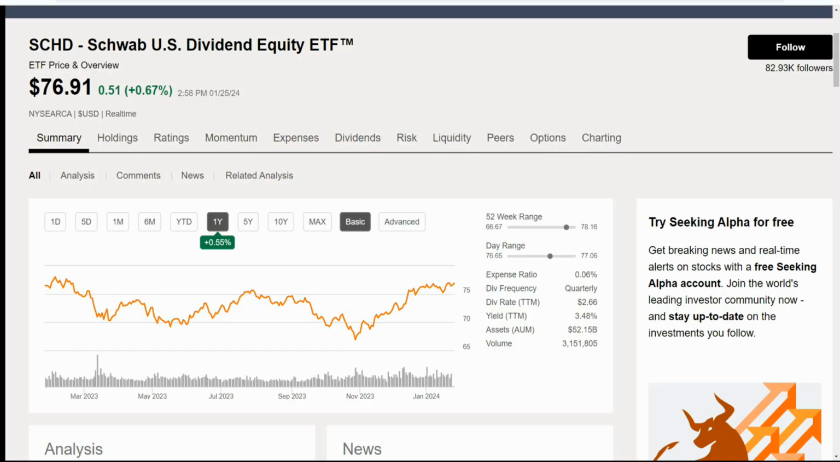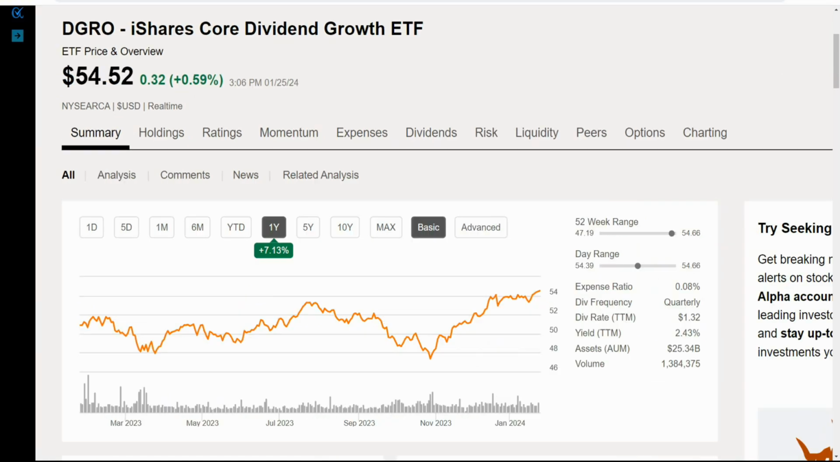So now this next part is really going to be for income investors. If you're investing into these ETFs for income, you are looking for yield. And SCHD currently has a yield of 3.48%, whereas DGRO has a current yield of 2.43%. So SCHD does have quite a bit higher yield than DGRO. So DGRO has more holdings overall, but SCHD does have far more in terms of yield.